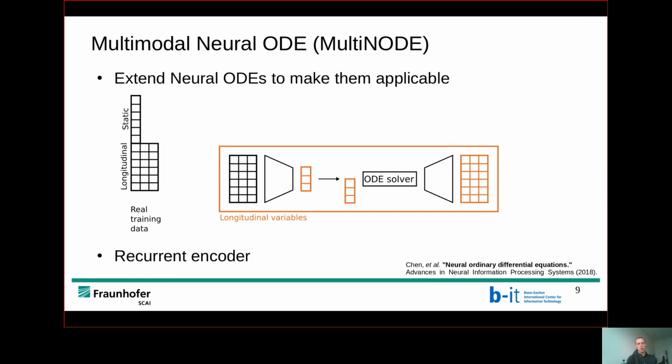To overcome these limitations and make the concept of neural ODEs applicable to patient-level clinical data, we designed the multimodal neural ODE, also called multinode. In the following slides, I will briefly introduce the model architecture, starting with the neural ODE module shown here in the orange box. So here, the longitudinal variables of the input data are pushed through a recurrent encoder that generates a latent embedding of the longitudinal variables, which then forms the initial condition for the ODE solver. The output of the ODE solver is then decoded back into data space and gives the longitudinal variables again in data space.